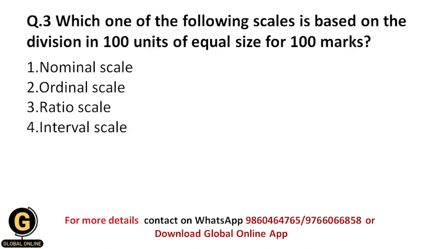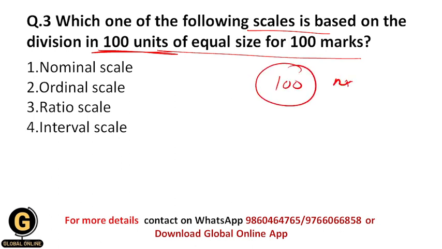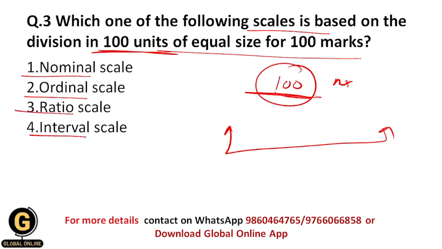Next, which one of the following scales is based on the division in 100 units of equal size for 100 marks? So you have a total of 100 marks, and you are going to divide these 100 marks in 100 units of equal size. So what scale is exactly based on this? Whether it is nominal scale, ordinal scale, ratio scale or interval scale.